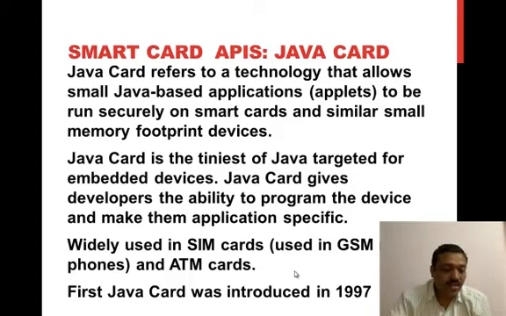So there are smart card APIs called JavaCard, which refers to a technology that allows small Java-based applications to be run securely on smart cards and similar small memory footprint devices. JavaCard is the tiniest Java, targeted for embedded devices, and it gives developers the ability to program the devices, which makes them application specific. It is widely used in GSM, mobile phones and ATM cards.